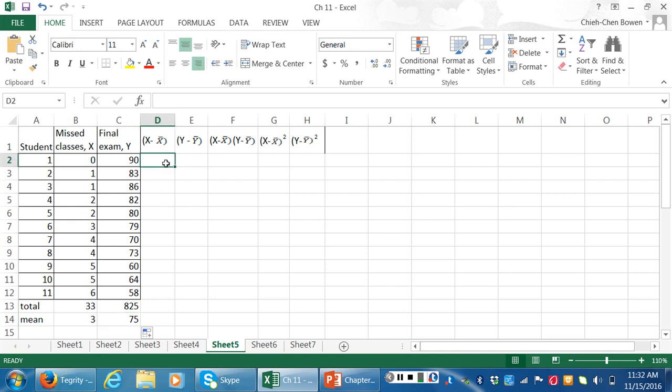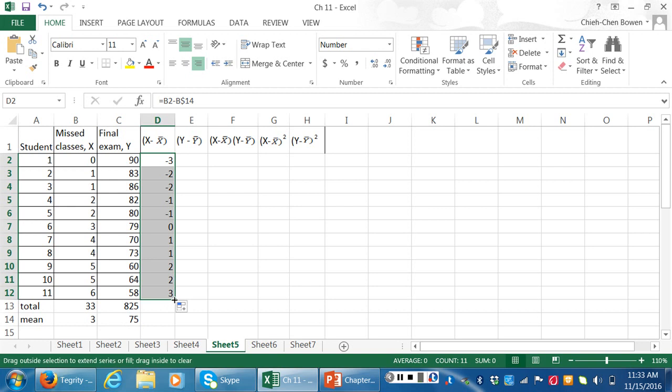So calculate x minus x bar. Here is your individual x minus the mean, and when you need to fix the value, you put in a $ in between. So 0 minus 3 is -3. For the rest, you just do the copy and drag from the first value all the way to the last value. You need to do the same thing for y minus y bar because it's the same operation and the mean is in the same relative space.